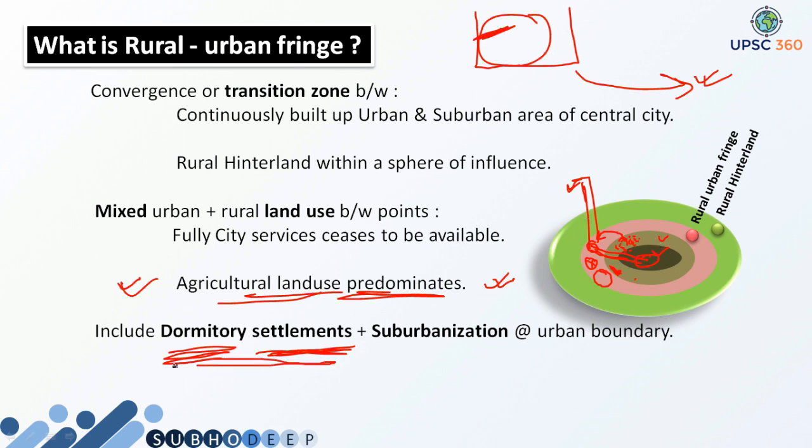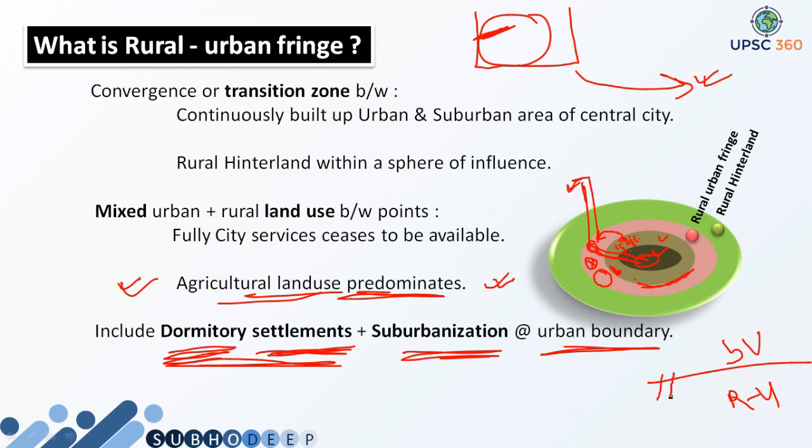So that kind of settlement is called dormitory settlement, and here you will clearly see suburbanization, but that will be observed at the urban boundary. See, whenever we are making a diagram, or any sort of representation, you can see that this is a straight line or a curved line. But actually this fringe region is not divided from the suburban region through a proper line. There is no proper demarcation that this is suburban region and this is rural urban fringe. It doesn't happen like that.